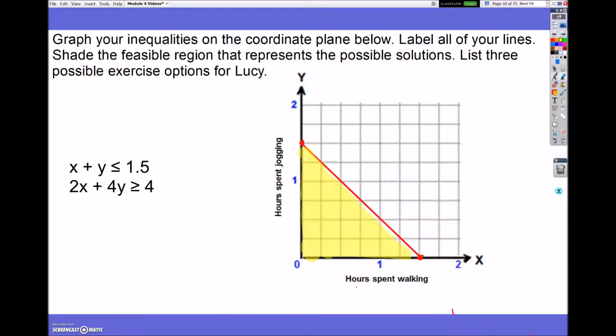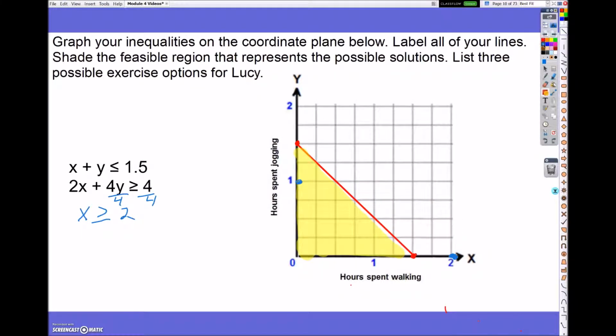But now I need to figure out, she still has to exercise at least 4 miles. So if I solve this, this means the amount of time she could spend walking is 2. So that would be my y-intercept right here. And at least getting to 4 miles jogging, that means if she jogged, it would just be 1 hour. So then when I connect these lines, here's this. Now I need to shade everything greater than that line.